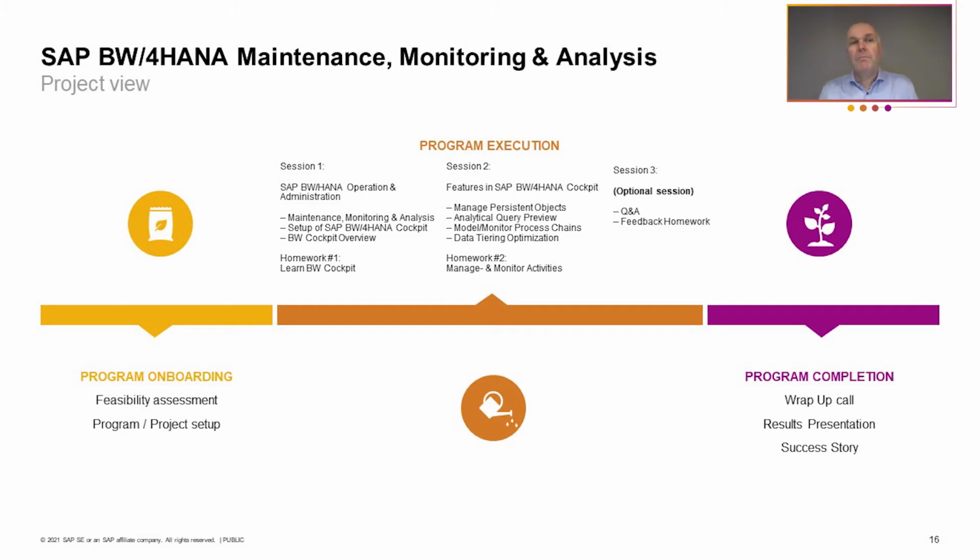The enablement contains presentations, short demos, and room for interactive discussion related to efficient operation and maintenance of an SAP BW for HANA system using the latest tools and features. One example is the web-based SAP BW for HANA cockpit. Furthermore, we will also include customer homework activities for the 2 sessions that could be used for discussion during our meetings. There's one more optional session for Q&A and feedback related to the enablement.